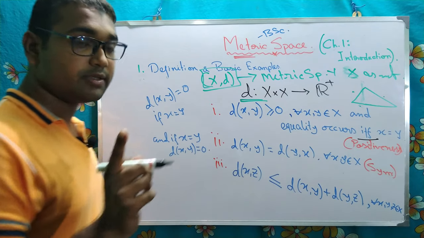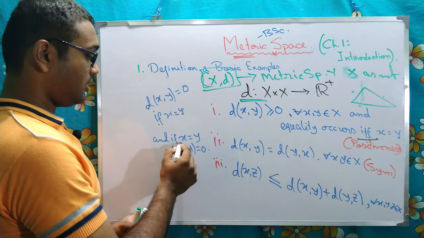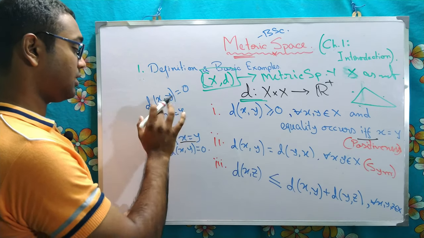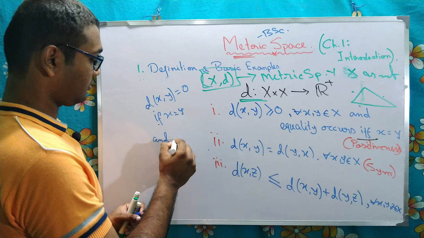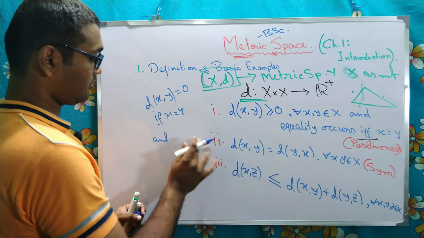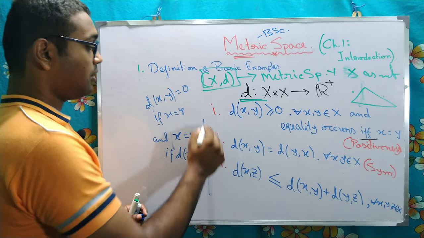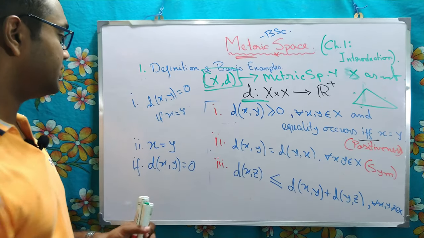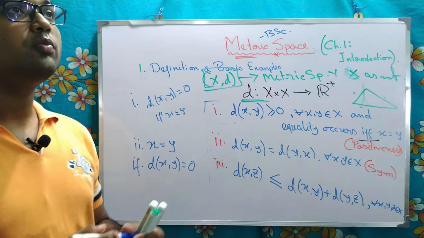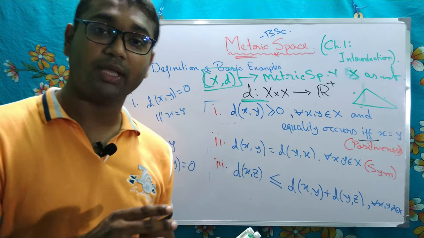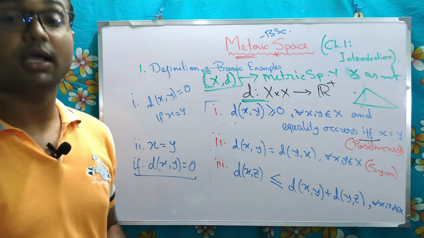if and only if, right? Now, if I break this thing, then it becomes d(x,y) is 0 if x is equal to y. That is, if two points are the same, then the distance between them is 0. And the second part is, if the distance is 0, then the points are actually the same.